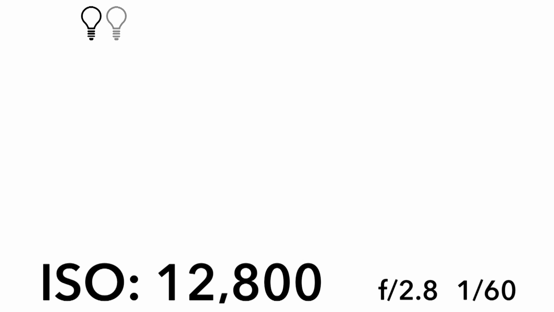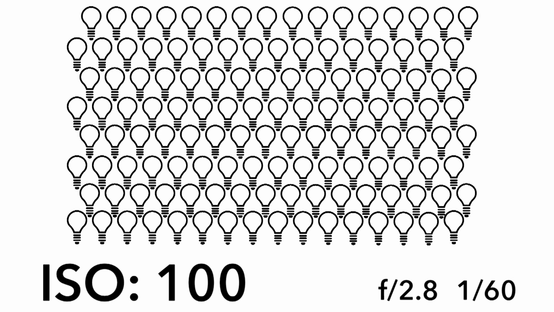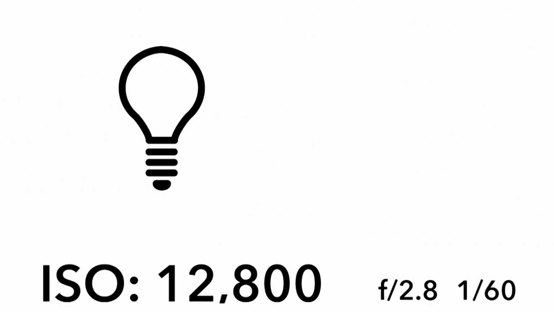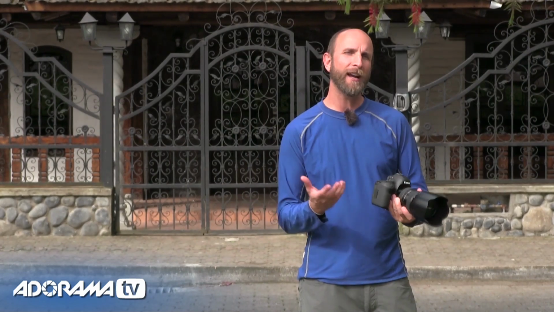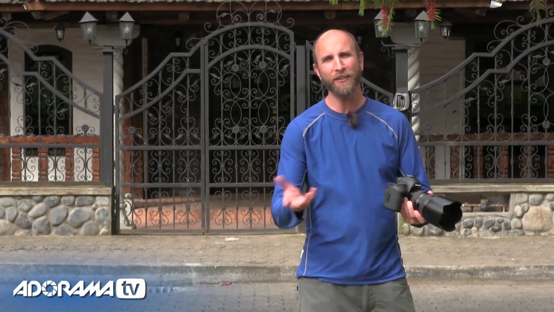And at ISO 12,800, we'd only need 1 light bulb, and we could still shoot at f2.8 and 1/60th of a second. That is a huge difference from 128 lights at ISO 100 to just 1 little light at ISO 12,800. All right, so the question is, why wouldn't you always have your ISO set to a high ISO value? Well, the answer is noise.